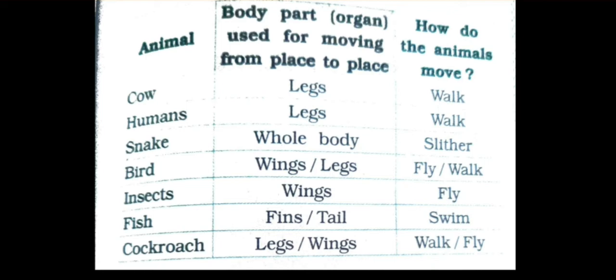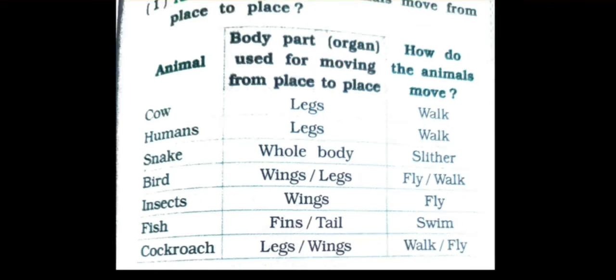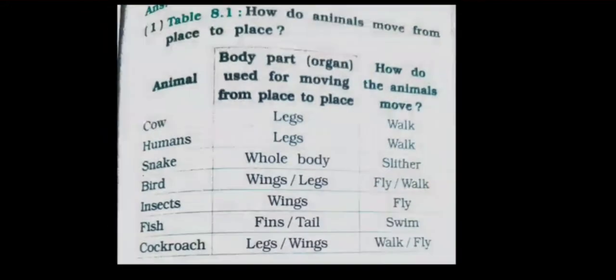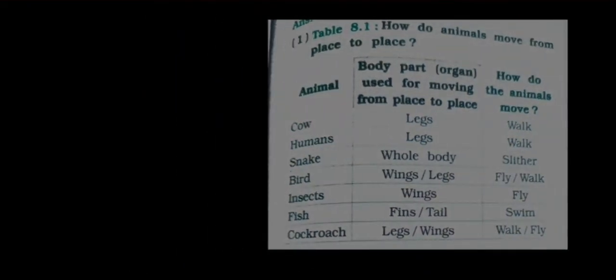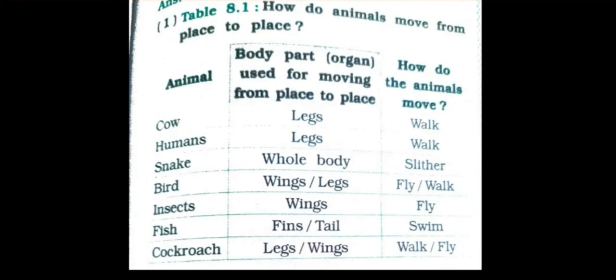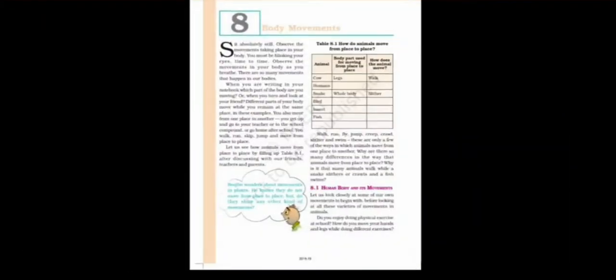A cockroach has legs as well as wings. Some of the insects also have legs, you might have noticed, and also wings. So the cockroach can walk and can also fly. So, understood table 8.1 and the various movements of the animals and also the body part or the organ which is used for the movement for moving from place to place.